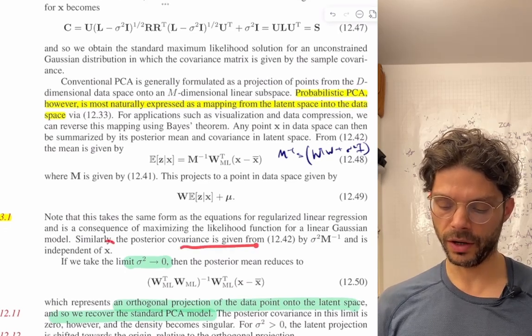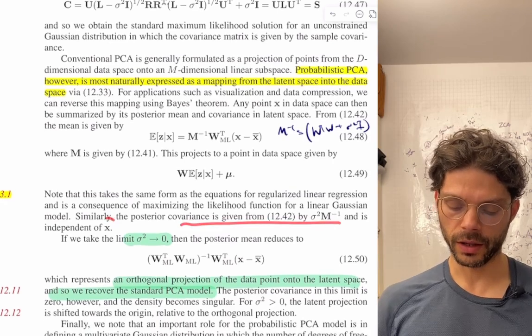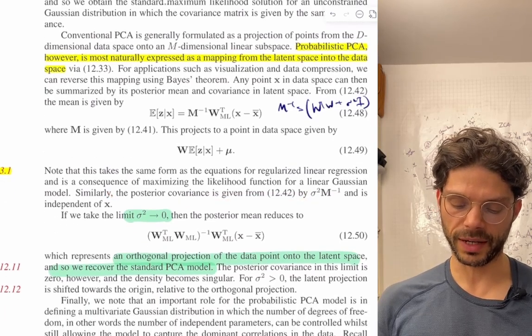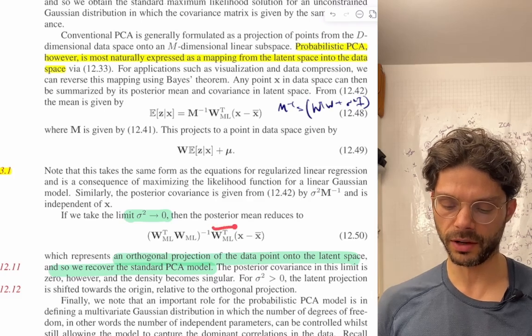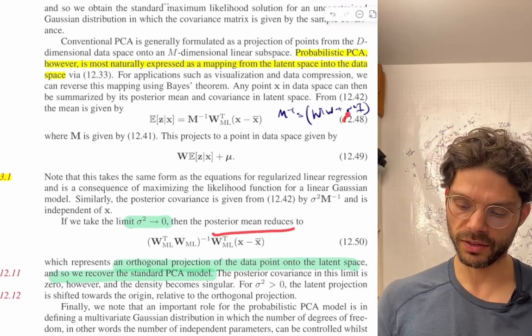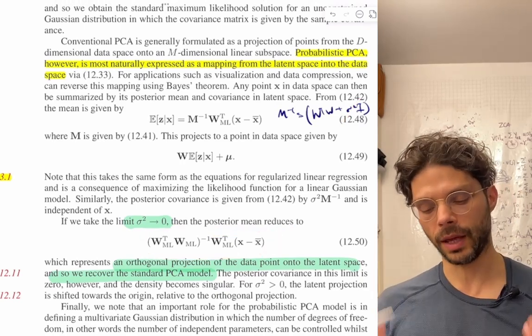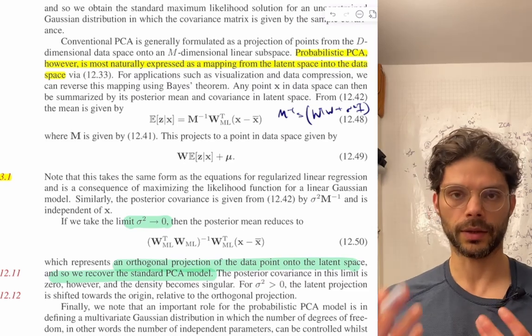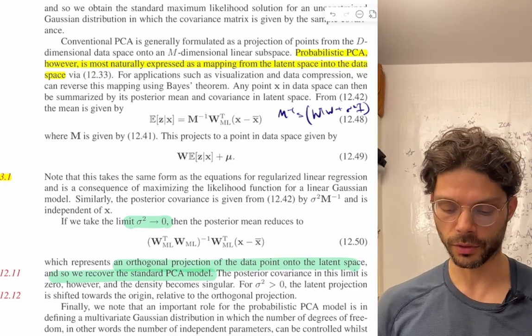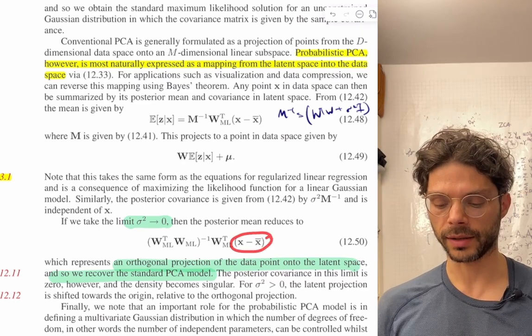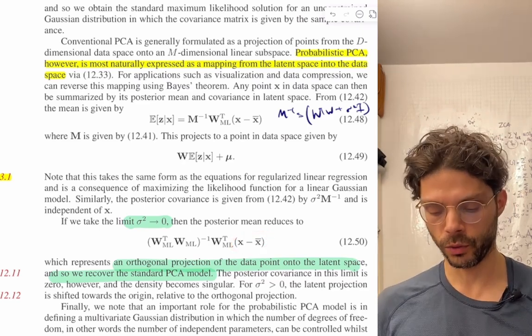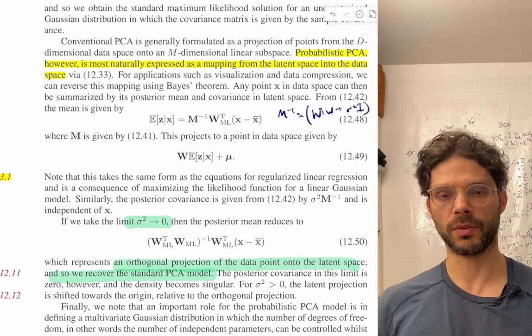Assume the posterior covariance is given by n is independent of x. Okay, so now one final point. If we take the limit as sigma squared goes to 0, then the posterior mean reduces, so this term drops out, and you actually just end up getting a projection, the least squares orthogonal projection of the mean-subtracted data point onto the principal subspace.